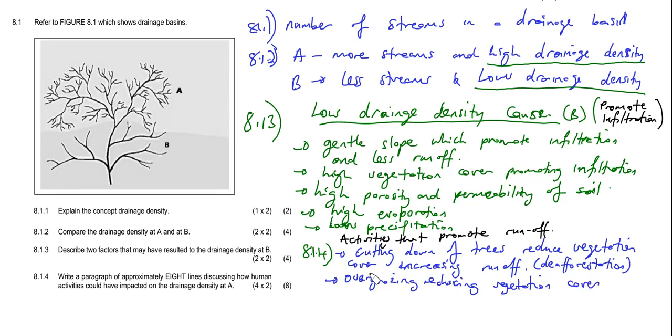Okay. Then you can also talk of incorrect plowing. When you are talking of incorrect plowing, you are plowing down the slope. So when you plow down the slope, what's going to happen is it increases erosion, that promotes erosion.